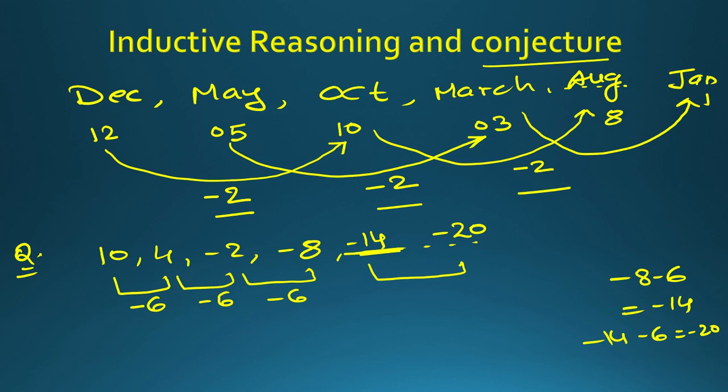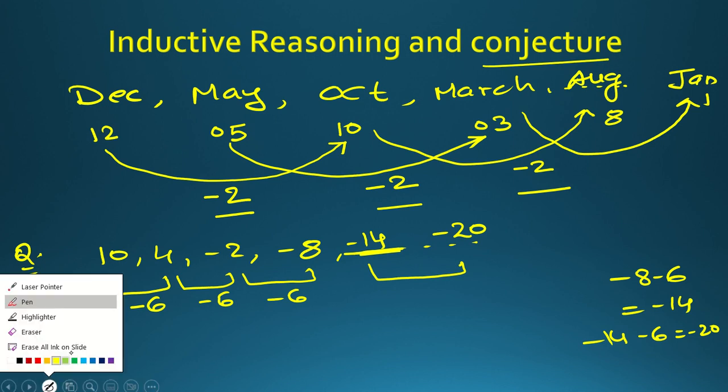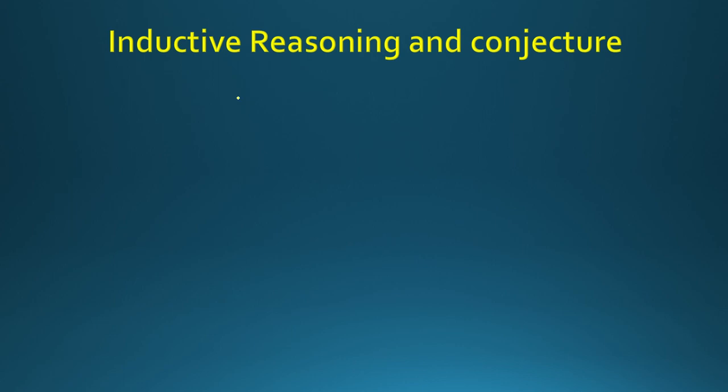Now you can have some questions based on pictures also. It will take a lot of time to color it, but I'll try to explain. For example, say one triangle and then another triangle like this.